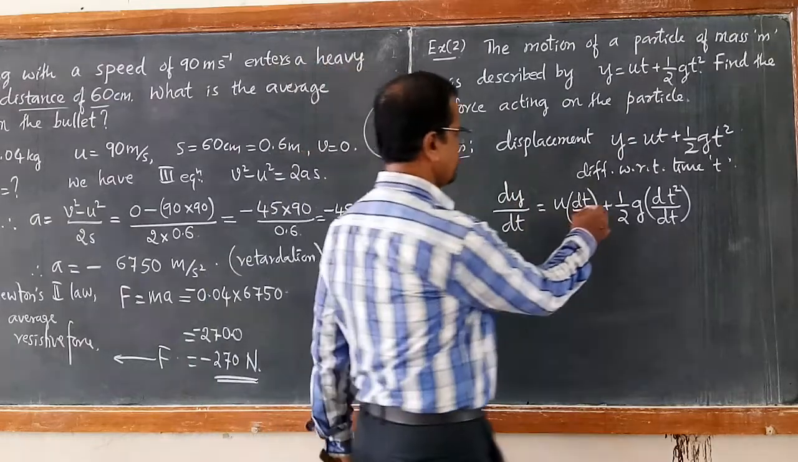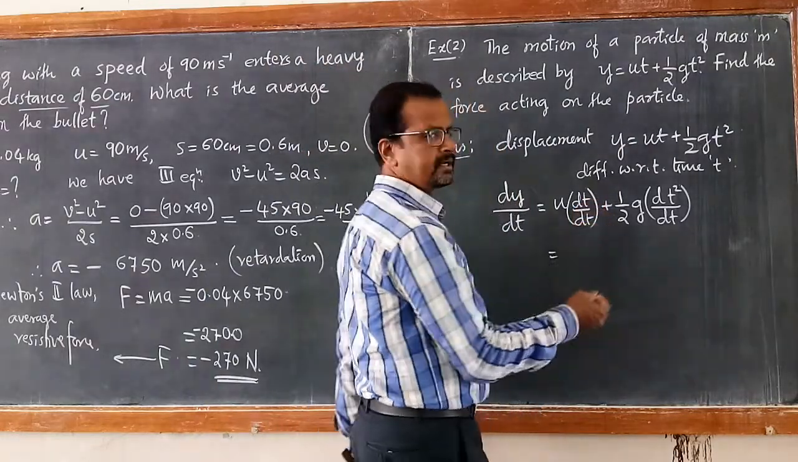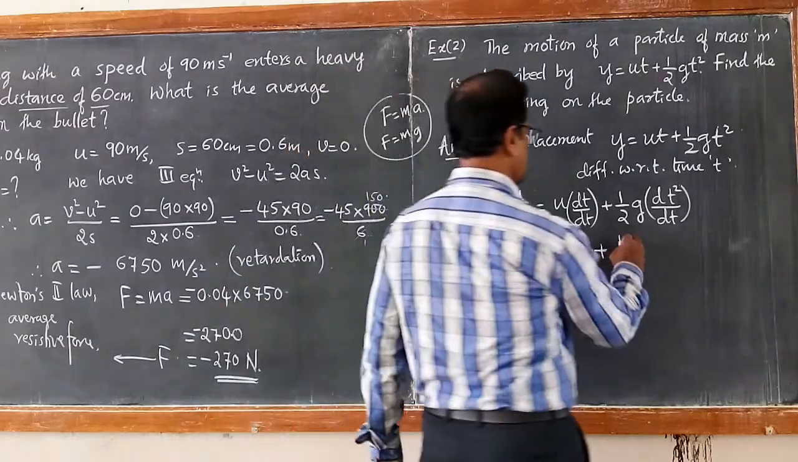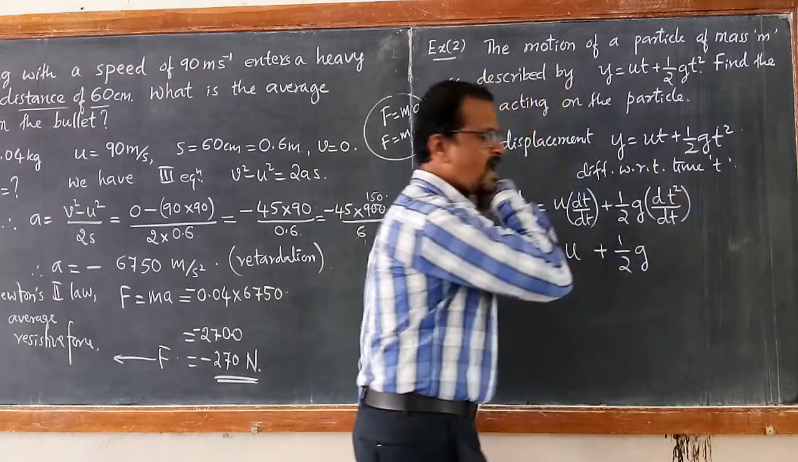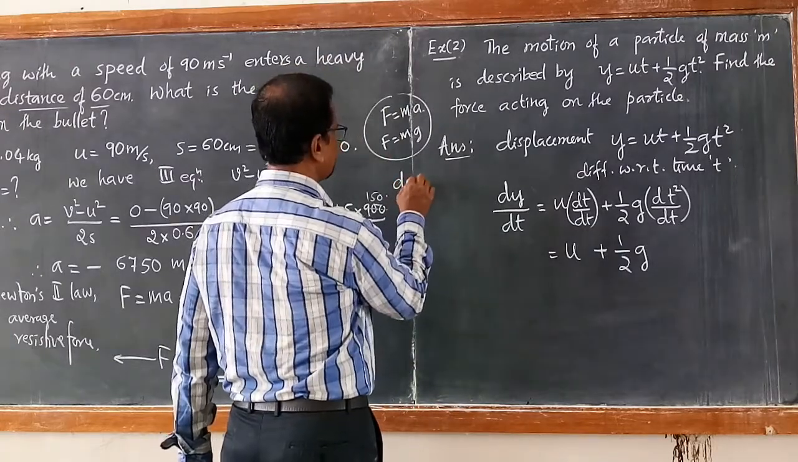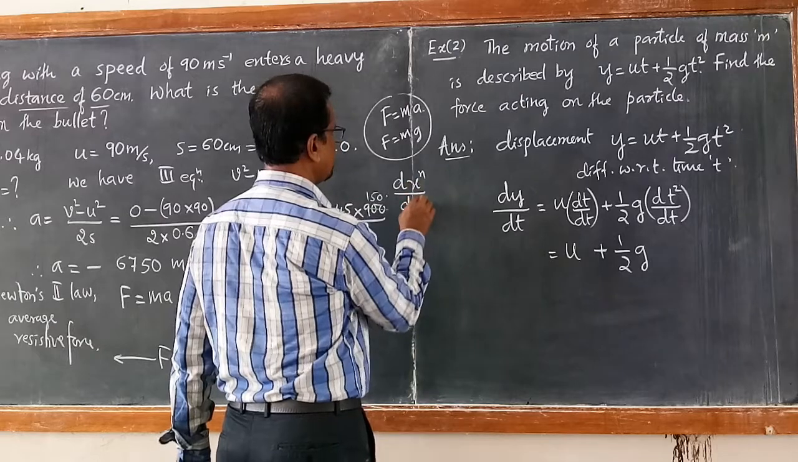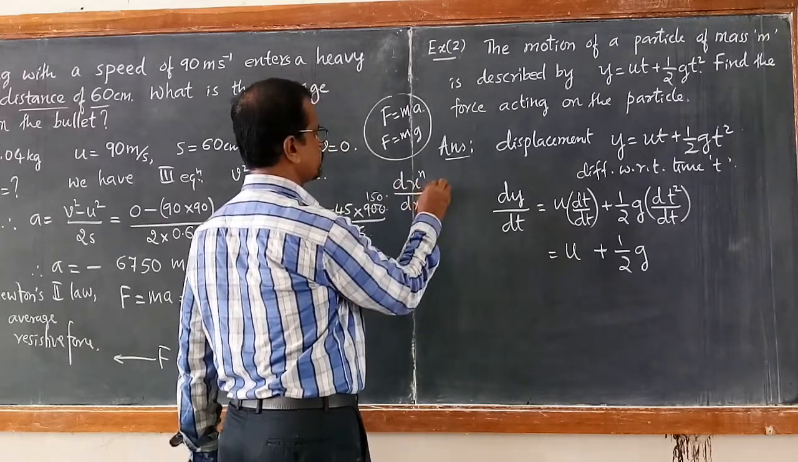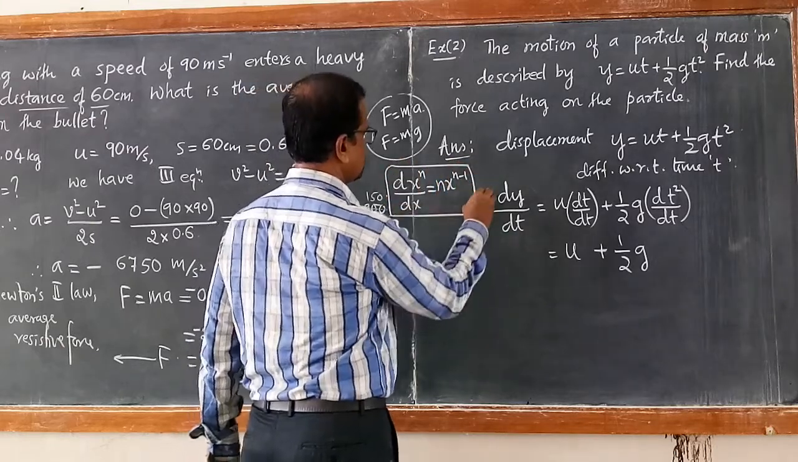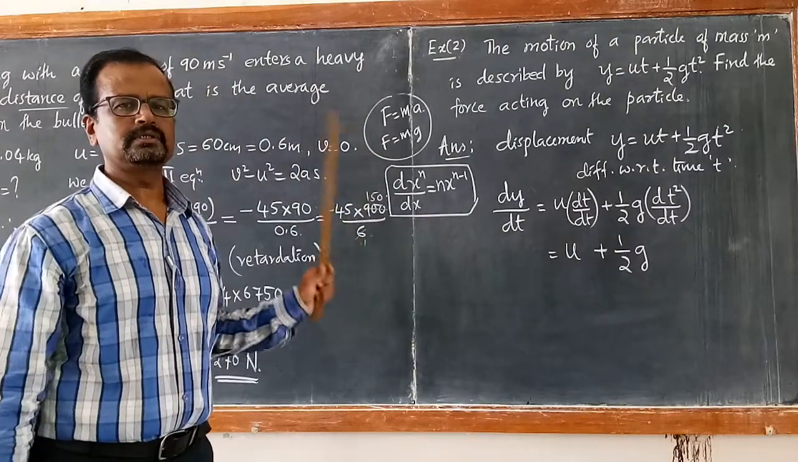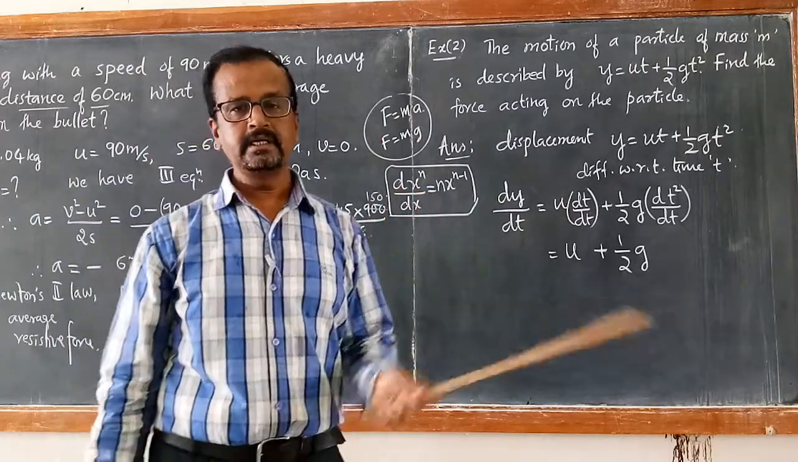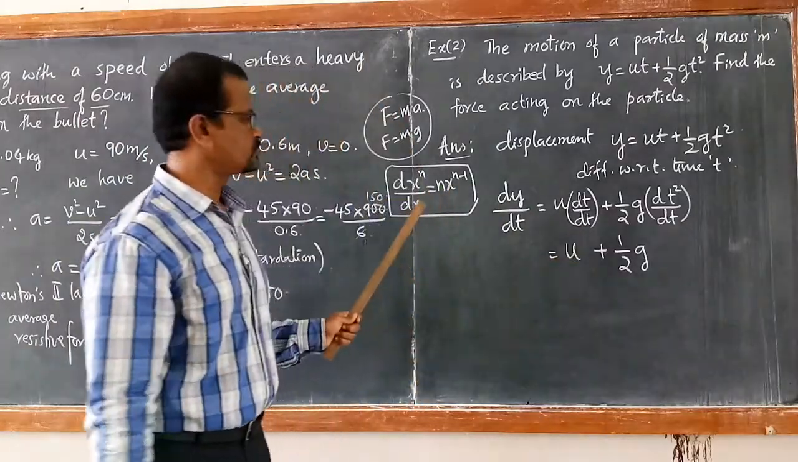Now differentiation of t with respect to time t gives us 1. Therefore it becomes u into 1, that is u, plus half into g into differentiation of t square. Recall the formula: d by dx of x raised to n gives us n into x raised to n minus 1. This is the standard formula you should remember throughout the year. The reason is you are learning differentiation in mathematics, that too in 12th standard. Therefore you are supposed to remember this formula.